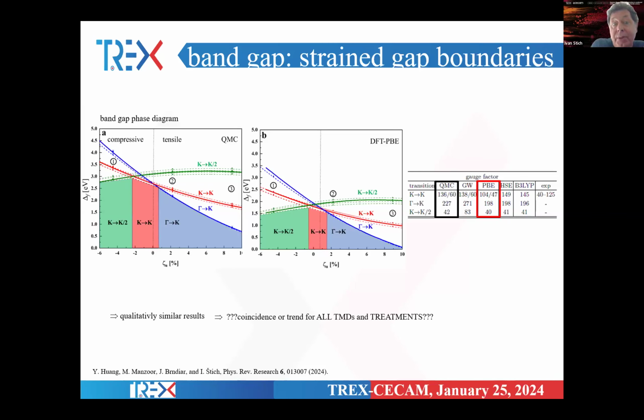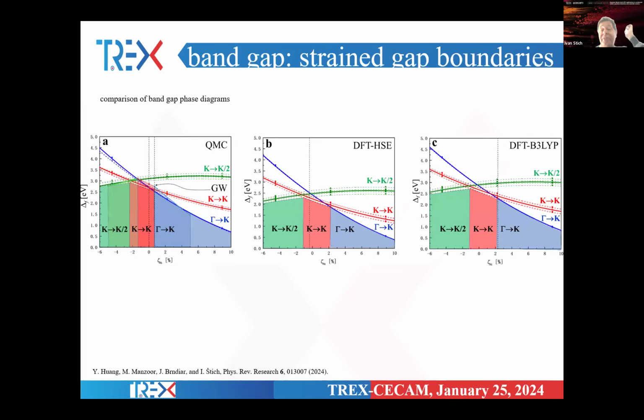And the question I can answer is, would that be in all the treatments? And for that reason, we have done a range of other calculations. So what I'm comparing here is our QMC with GW. There is a GW, that's not our calculation, but there is a GW result, and we have calculated the same in HSE, DFT HSE, and B3LYP.